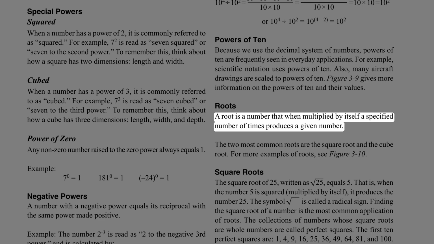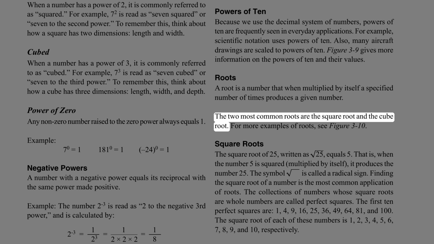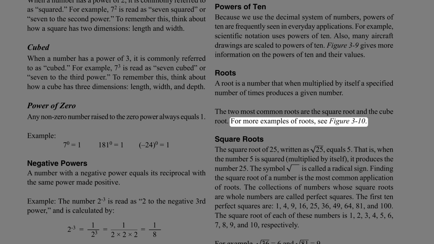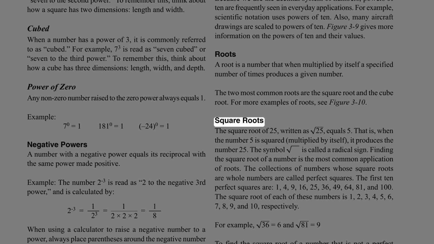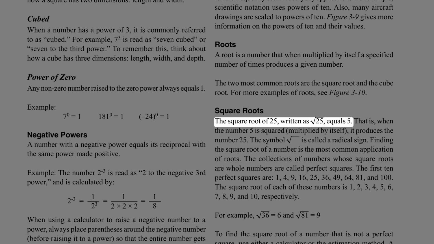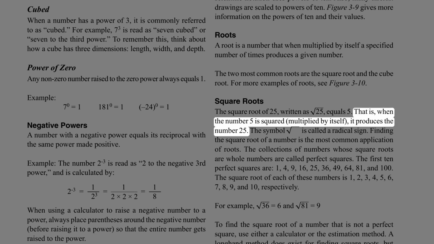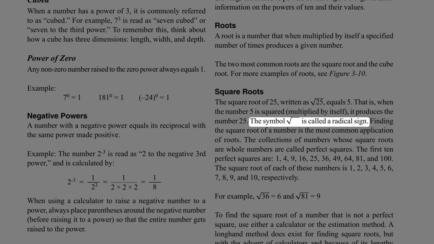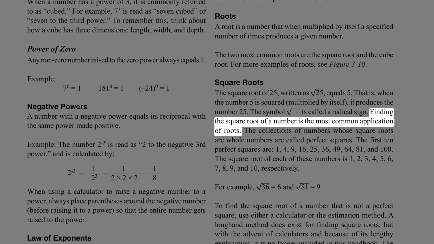Roots. A root is a number that when multiplied by itself a specified number of times produces a given number. The two most common roots are the square root and the cube root. For more examples of roots, see figure 3 to 10. Square roots. The square root of 25 equals 5. That is, when the number 5 is squared, multiplied by itself, it produces the number 25. The symbol is called a radical sign. Finding the square root of a number is the most common application of roots.